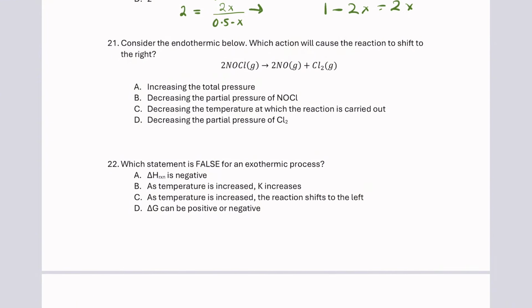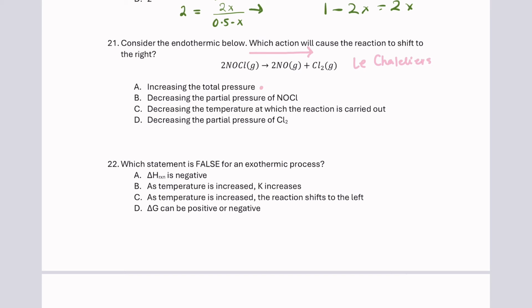Problem 21 says, consider the endothermic reaction below. Which action will cause the reaction to shift to the right? The concept that's going to help us answer this problem is Le Chatelier's principle. So let's keep that in mind as we work through the options.